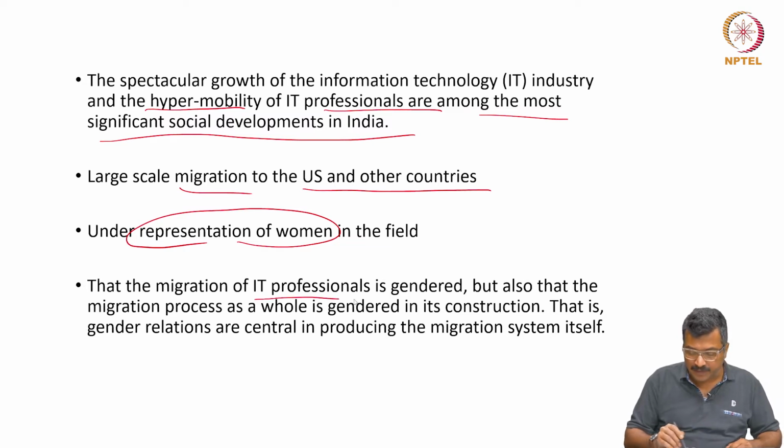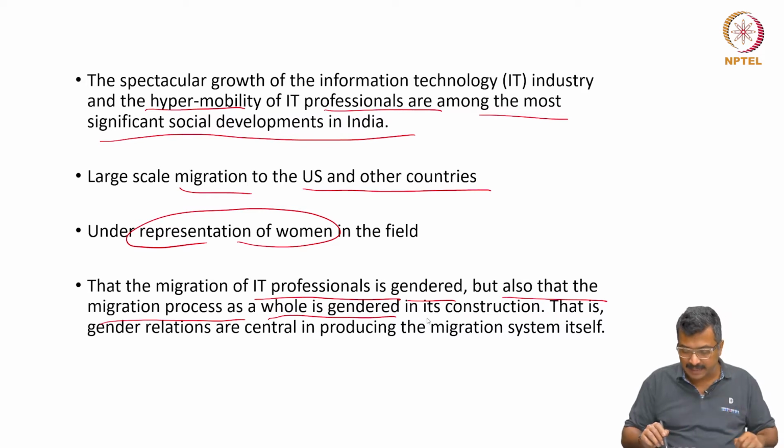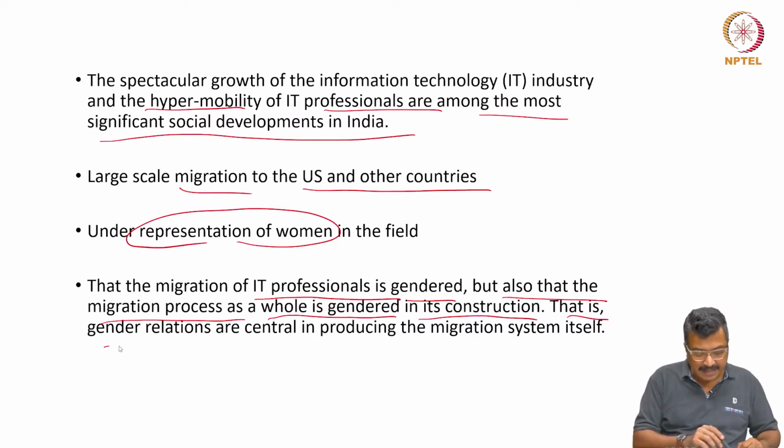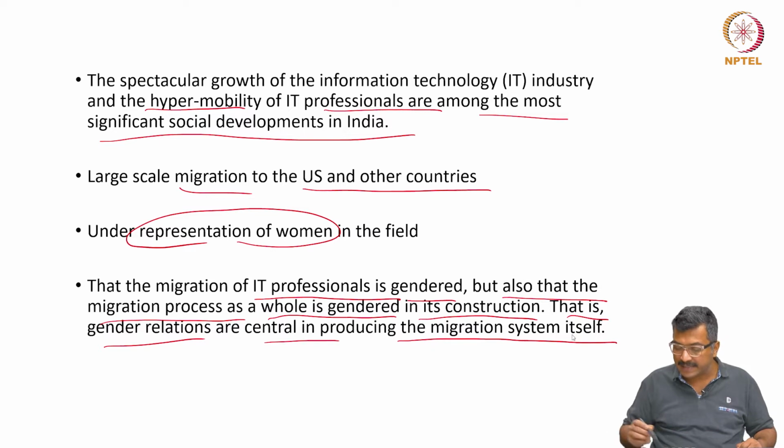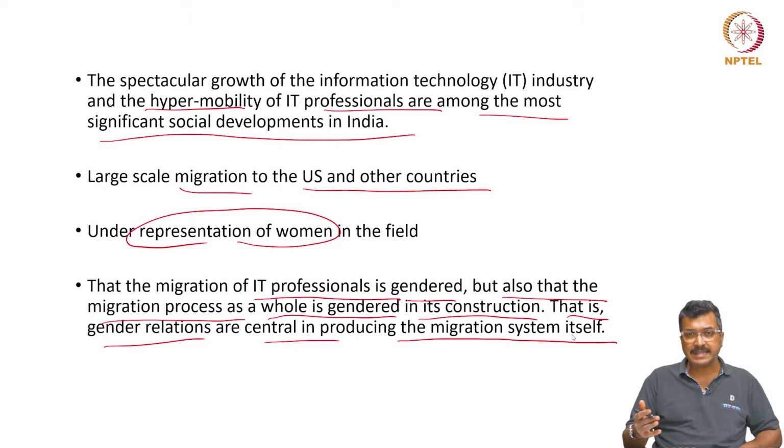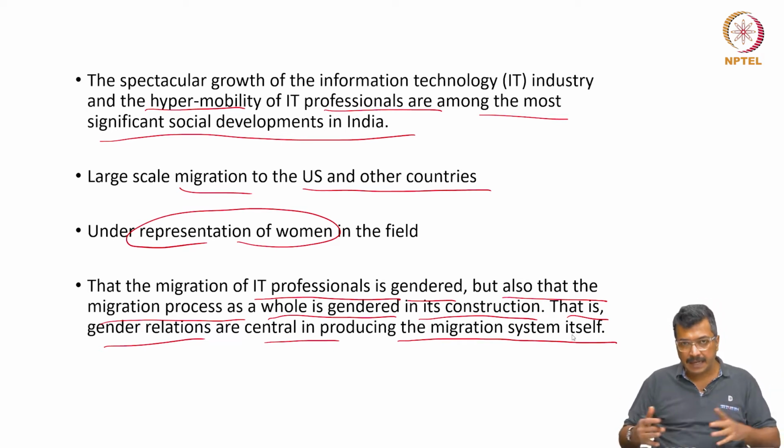The migration of IT professionals is gendered, but also the migration process as a whole is gendered in its construction. That is, gender relations are central in producing the migration system itself. So she makes a very interesting argument. It's easy for us to understand that men are the people who predominantly tend to migrate, not women. That's fine. But she has something more to say. She's talking about an ecosystem in which gender plays a very important role in facilitating the migration of men.